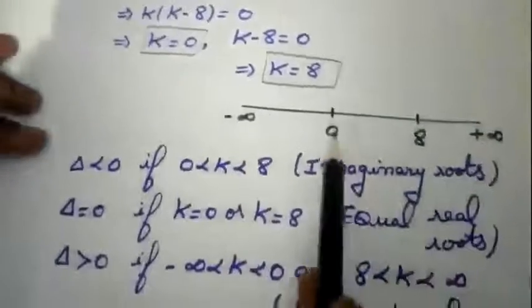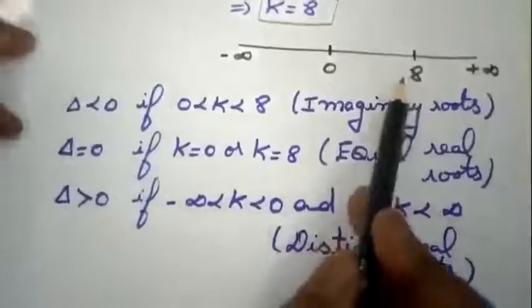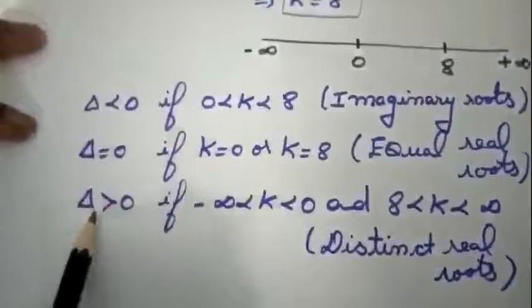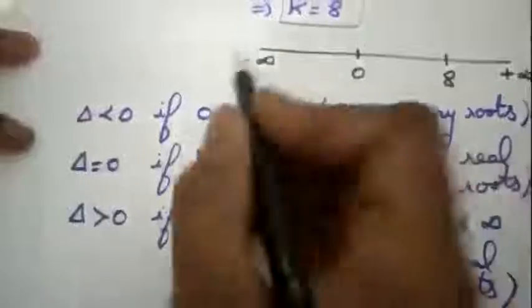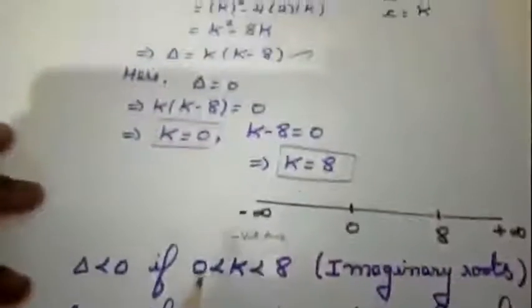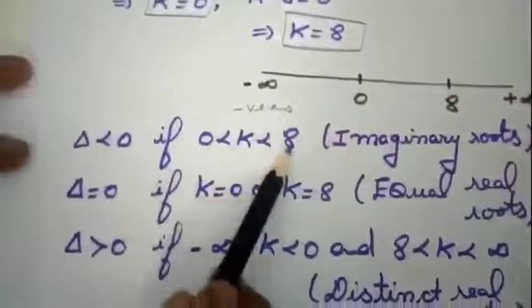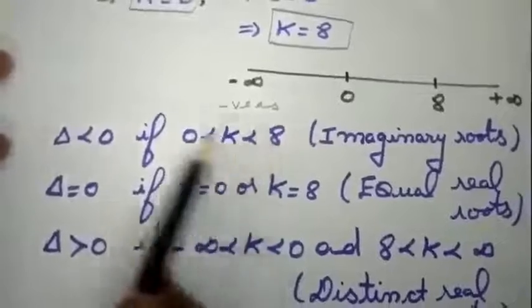I am going to draw a graph from minus infinity to plus infinity, marking 0 and 8. Since I am discussing the nature of the roots, I am going to compare this delta with less than 0, equal to 0 and greater than 0. Less than 0 means I should get a negative answer. If I take values between 0 and 8, I must get a negative answer. Whatever value you take from 0 to 8.